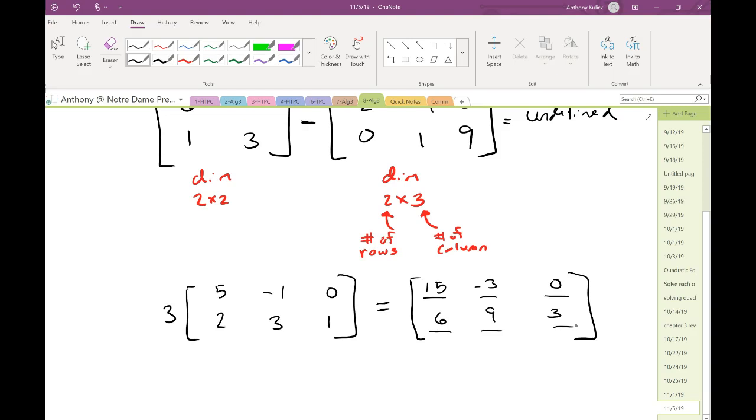Is there any restrictions about when I can or cannot do scalar multiplication? Nah. We can always do scalar multiplication. There's no issues there. Everybody okay with these two operations? These should have been pretty easy to handle, right?